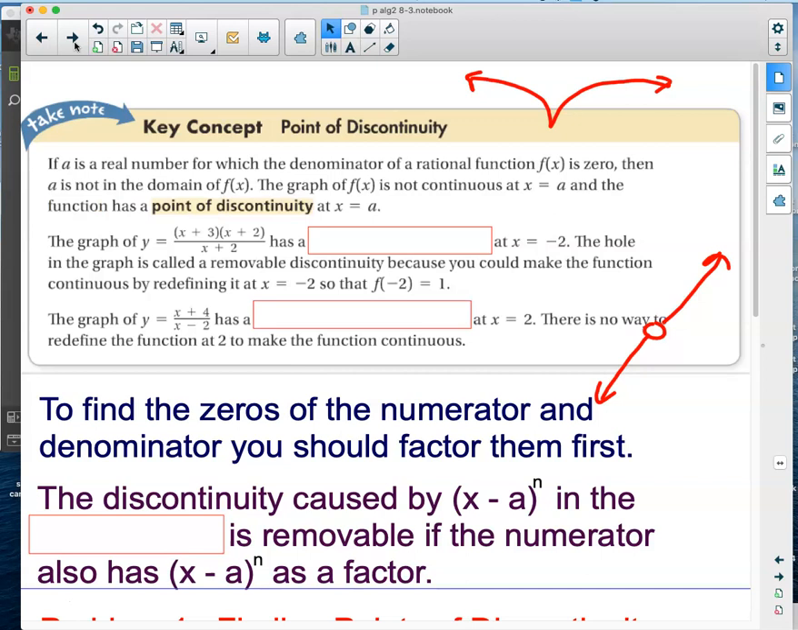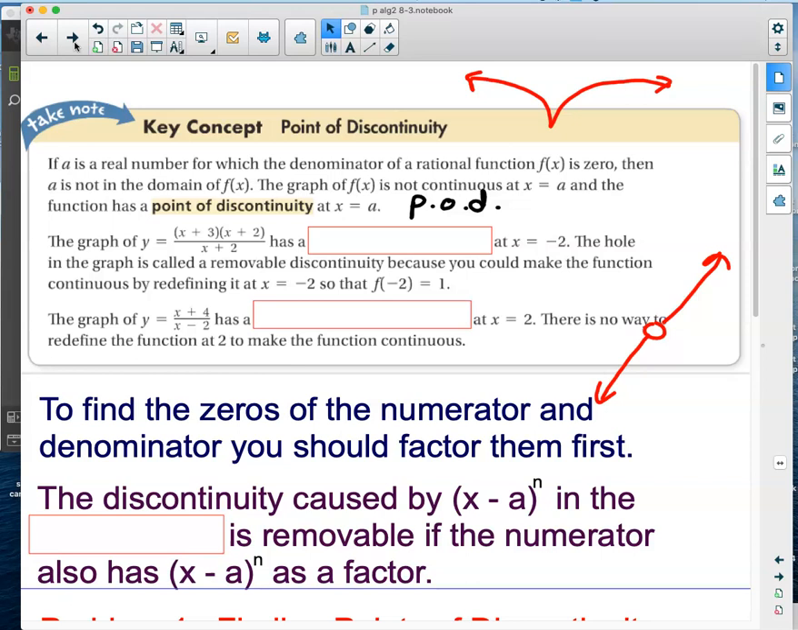Now, we're not going to write down point of discontinuity every time we want to talk about this because this is math, and in math, we hate writing out words. So we're going to refer to these as PODs, points of discontinuity. We want to know where they are, and we want to know, is it a hole or is it a vertical asymptote?